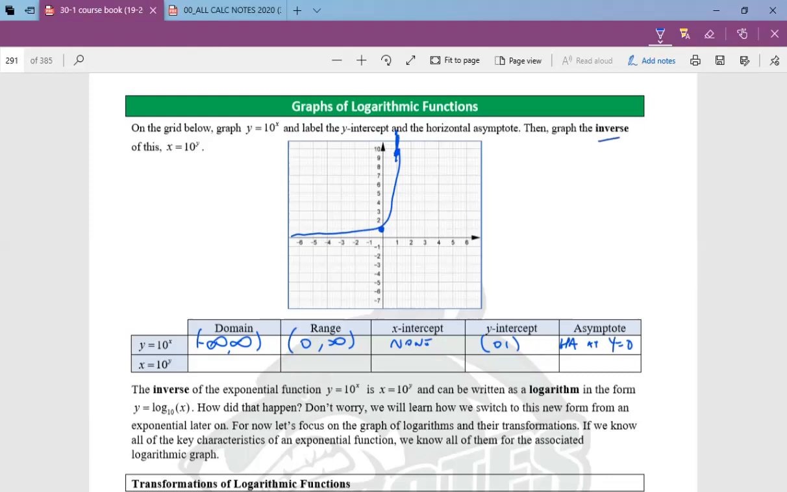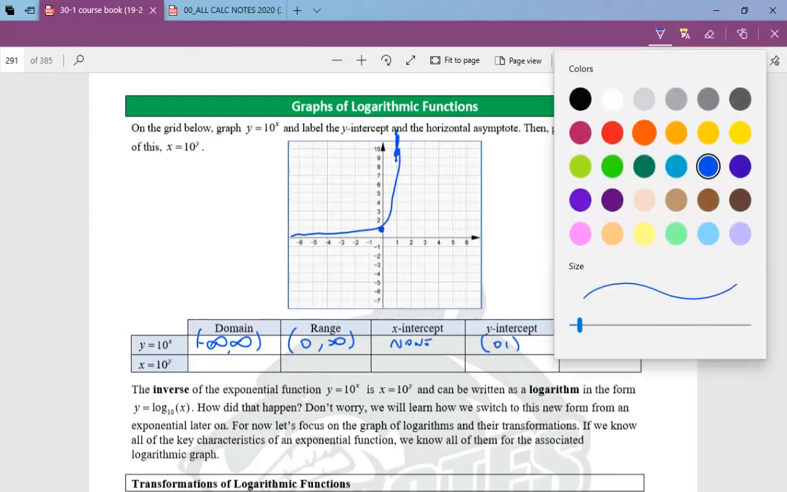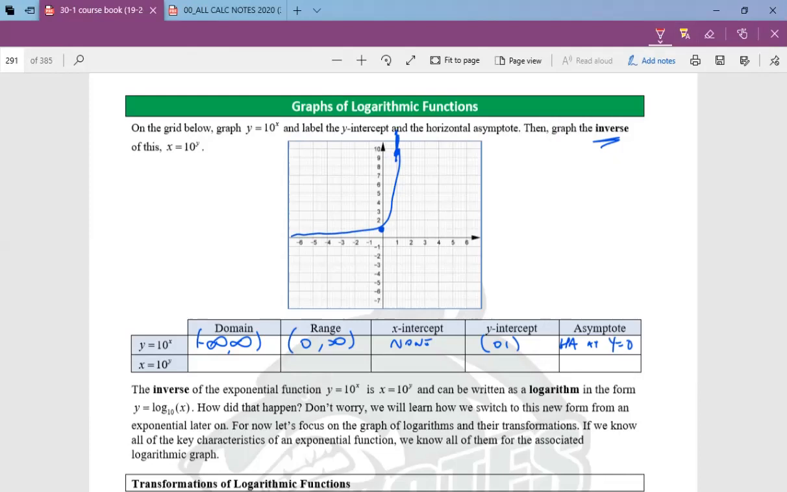The idea of an inverse of this function is that we are going to swap your x and your y in your equation. If we swap our x and our y, we come up with x is equal to 10 to the y. When we try to graph that, when y is 0, we have 10 to the 0, so x is equal to 1. So at the point (0, 1) on the original graph, we have (1, 0) on this new graph.